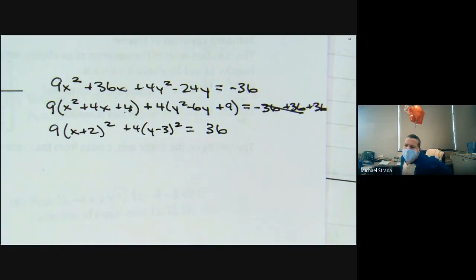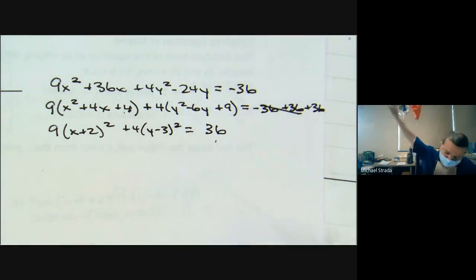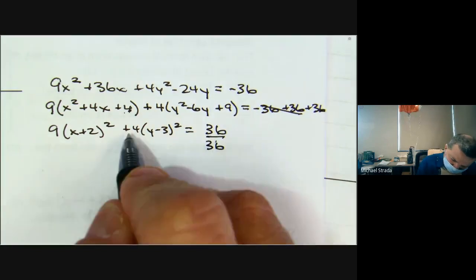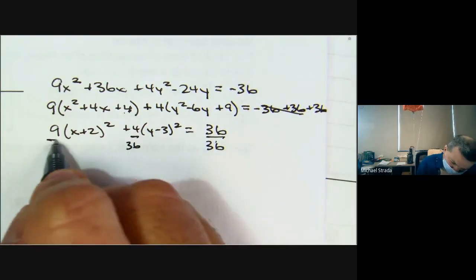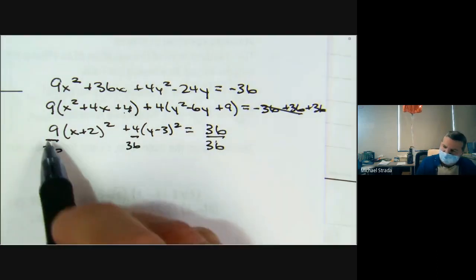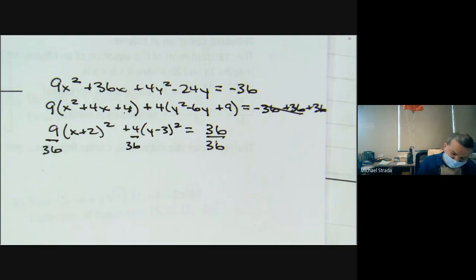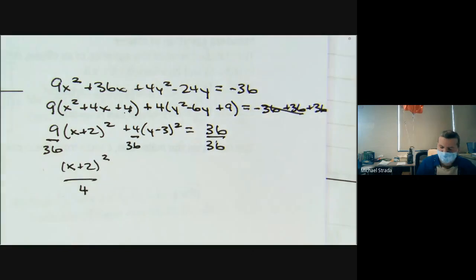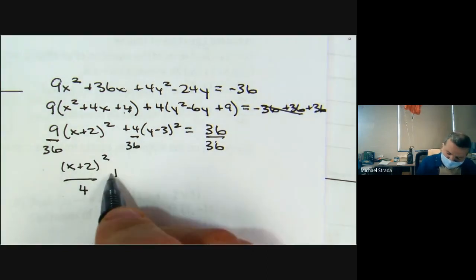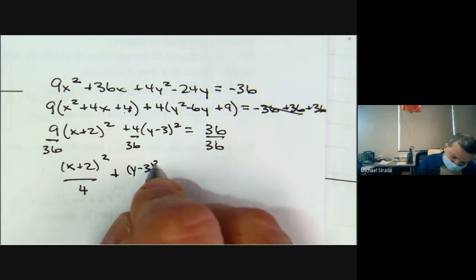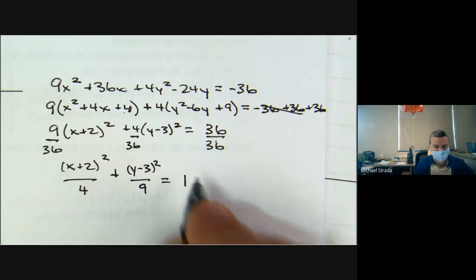All right, what is the denominator? What is this always equal to in an ellipse? So you got to divide by whatever that number is. Can 9 over 36 be reduced? 1/4. So that becomes x plus 2 squared over 4. 4 over 36 reduces down to 1 over 9. Y minus 3 squared over 9 equals 1.